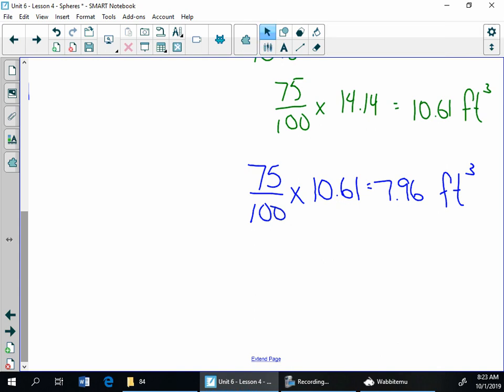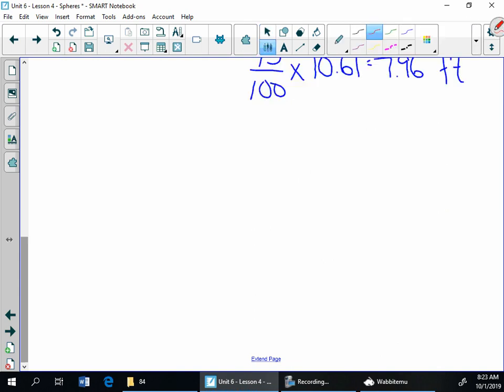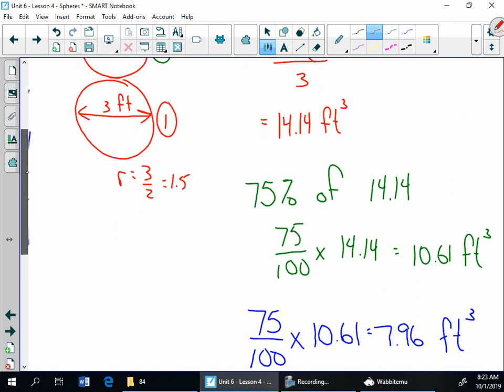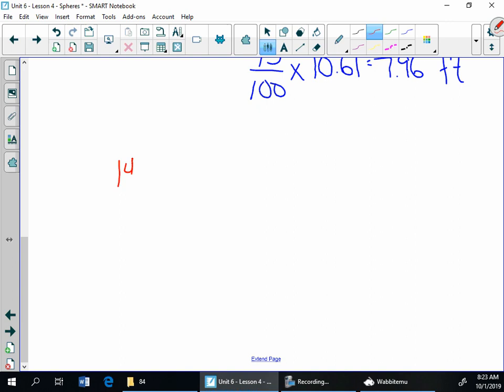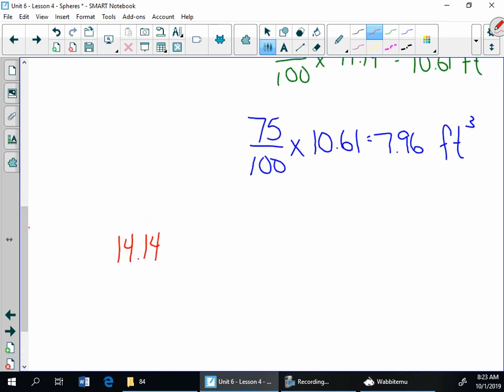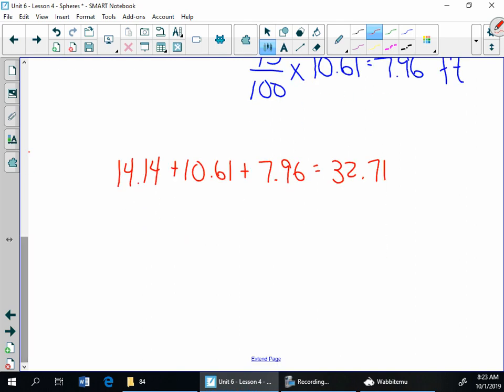It wasn't how big the top ball was, it was how much snow do they need all together? How much snow do we need? Well, the first one was 14.14. And the second ball was 10.61. And the third ball was 7.96. So altogether we end up with 32.71. And it's a word problem, so let's give ourselves a word answer.